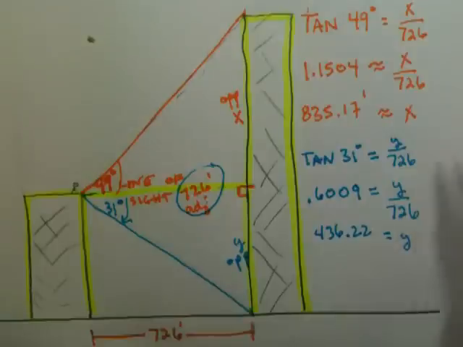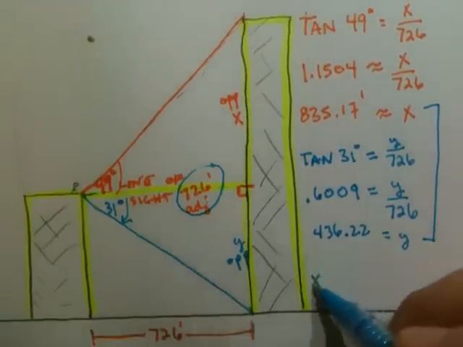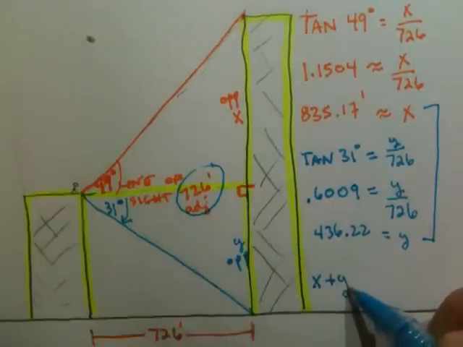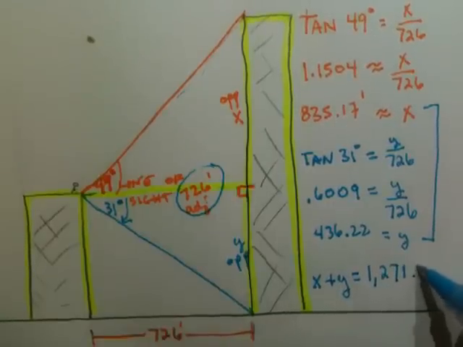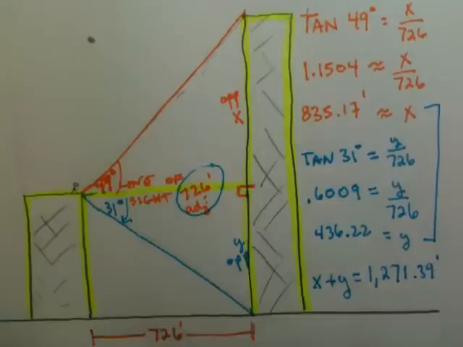The total height of the building is X plus Y. So X plus Y is going to be 1,271.39 feet. Once again, we'll probably round on this. So 1,271 feet is the height of the tall building.